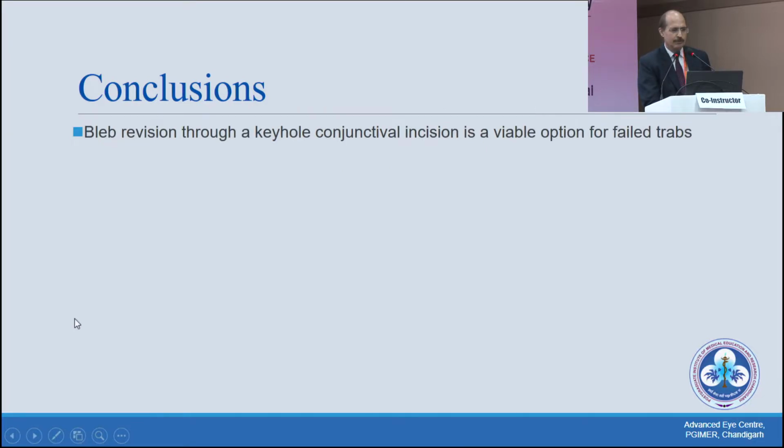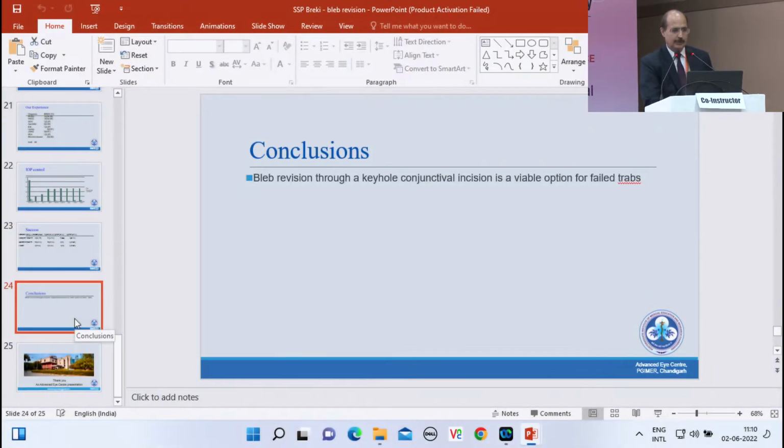So to conclude, Bleph revision through a keyhole incision is a viable option and should be considered when needling, ab interno or ab externo, is unlikely to succeed. Thank you very much. I think next we'll go to the next topic. If you have any quick questions, we can take them here. Otherwise, we can take them towards the end.